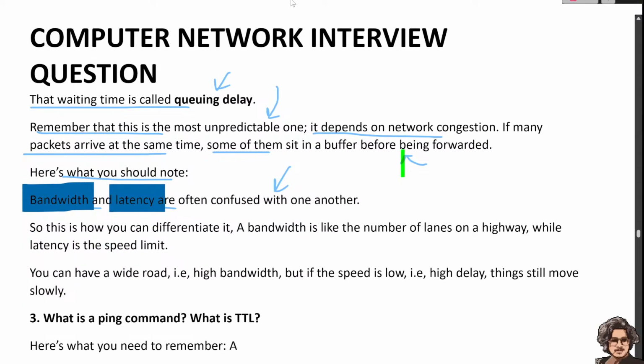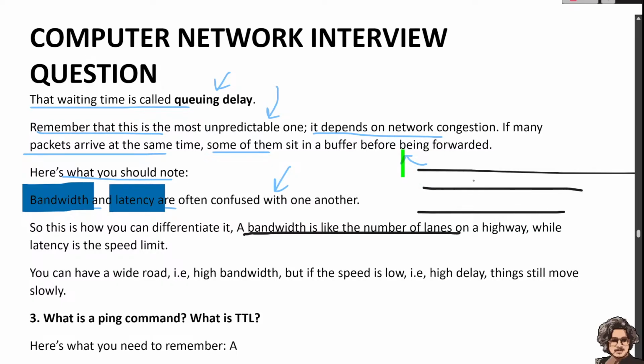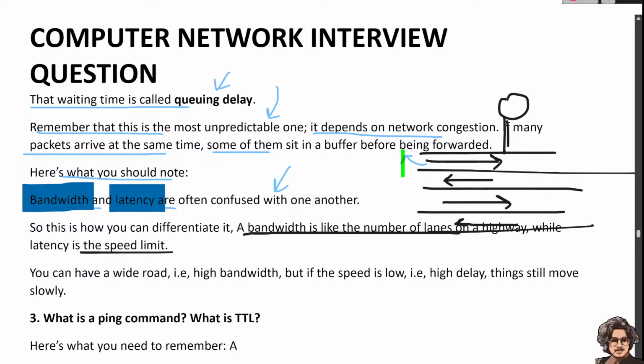Let's see how you can differentiate them. Bandwidth is like the number of lanes on a highway. So we can say this is two lanes: we can go from this area and come back from this area. If we increase the lanes, more traffic can flow. So bandwidth is the number of lanes on the highway, while latency is the speed limit. If this area has a speed limit of 20, this area has a speed limit of 30, and this area has a speed limit of 70.